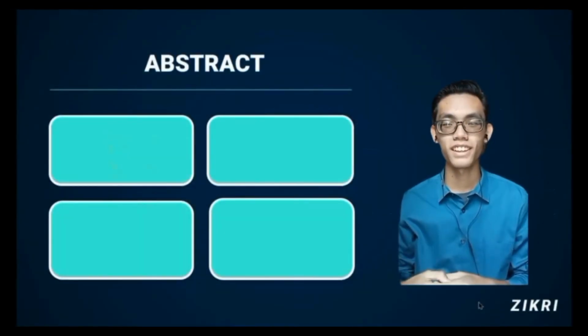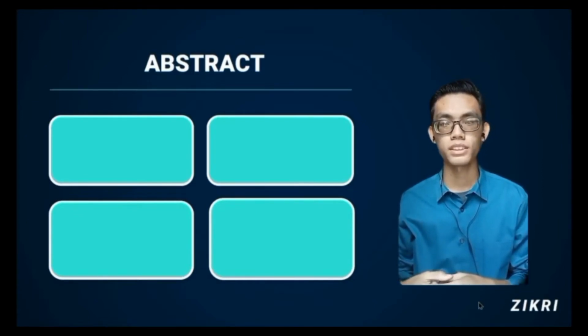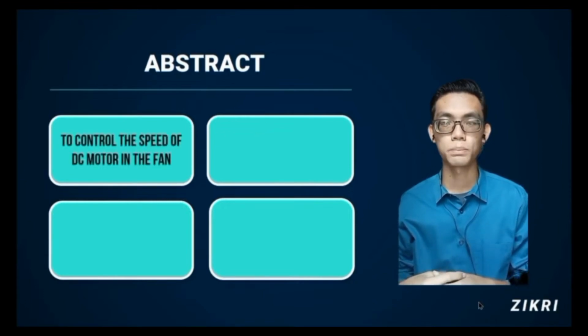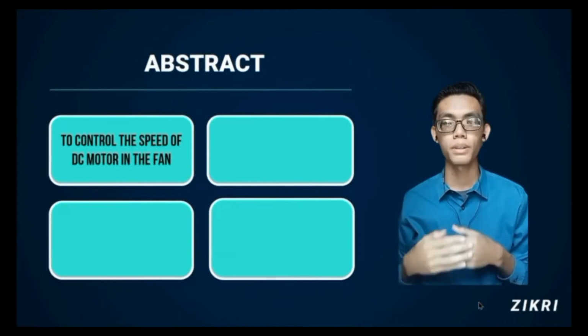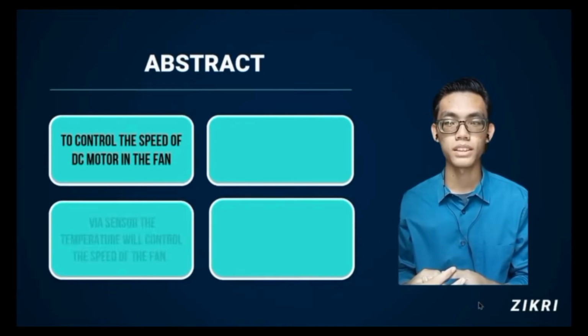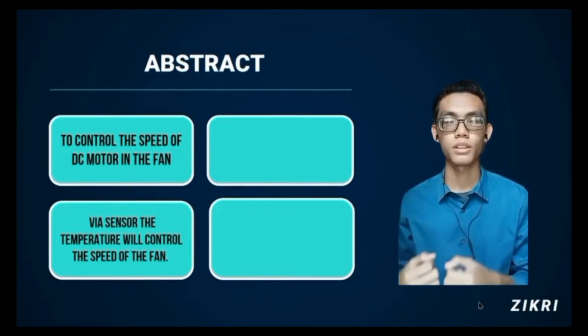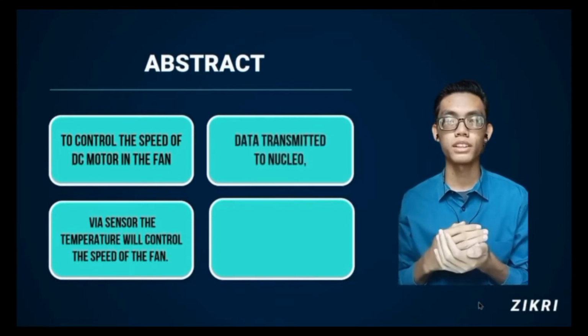Hi, my name is Muhammad Zikri and I'm going to proceed by explaining about the abstract and then I will also continue to chapter 1, introduction. So this project was designed to control the speed of a DC motor, which in this case represents the regular fan, where the speed depends on the room temperature. This was done by implementing what we call the DHT11 sensor, which is a temperature and humidity sensor that will collect data from the surrounding temperature and send it to what we call the Nucleo.